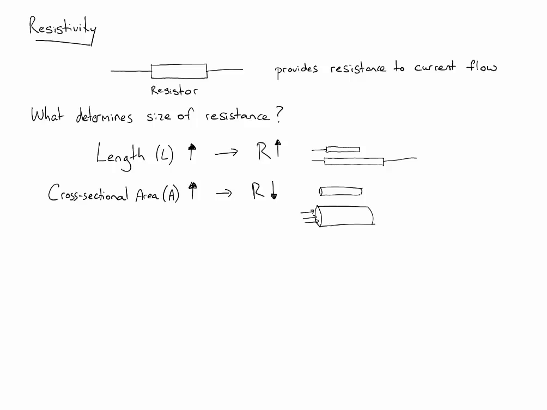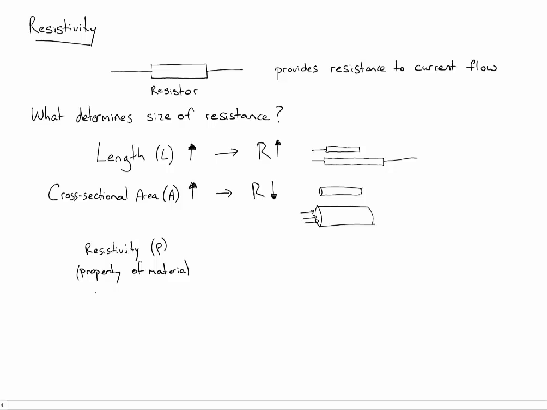And the final thing that the resistance of a resistor depends on is its resistivity. And we give that the symbol ρ, and that's a property of the material itself. It can also be dependent on temperature.